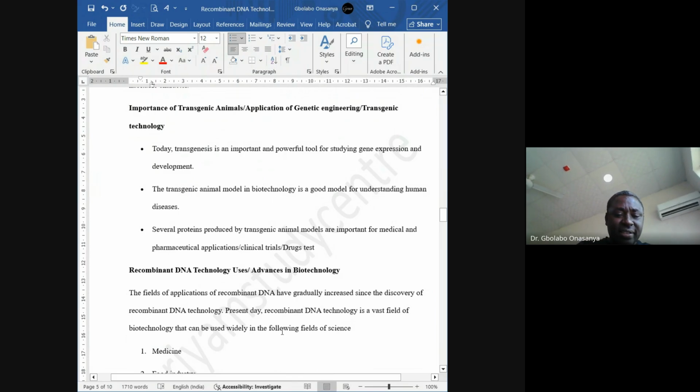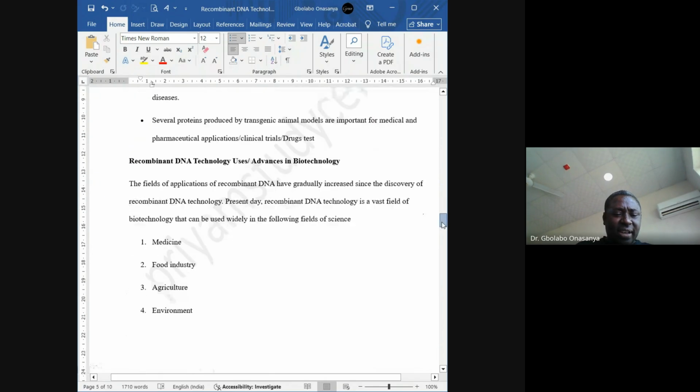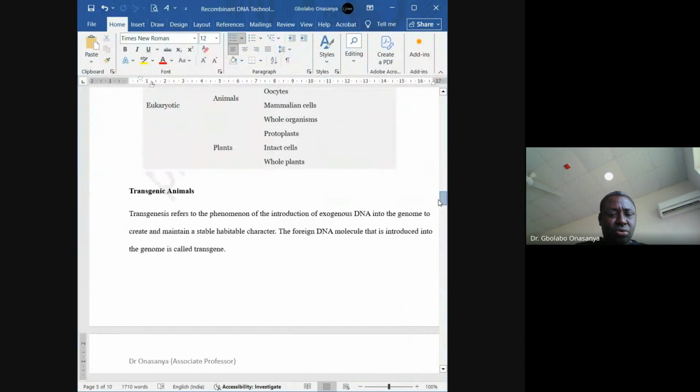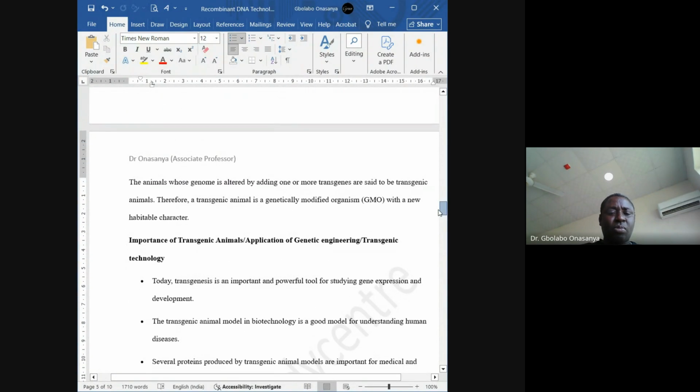Am I speaking sense? So recombinant technology, that is application. Now let me say the areas of application. Let me say importance: the importance of transgenic animals, genetic engineering, or transgenic technology.